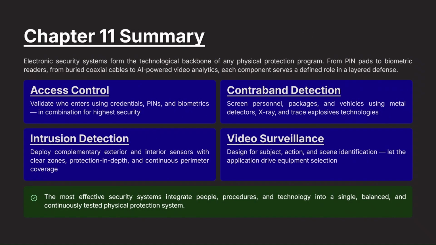Electronic security systems form the technological backbone of modern physical security. From access control and intrusion detection to contraband detection and video surveillance, each component plays a vital role in protecting assets and people. We've seen how these systems function individually, and more importantly, how they integrate to create a comprehensive, layered defense. The key to success lies not just in technology, but in thoughtful design, proper implementation, and continuous evaluation. As we conclude, remember, security is not about having the most technology, but about using the right technology in the right way at the right time.